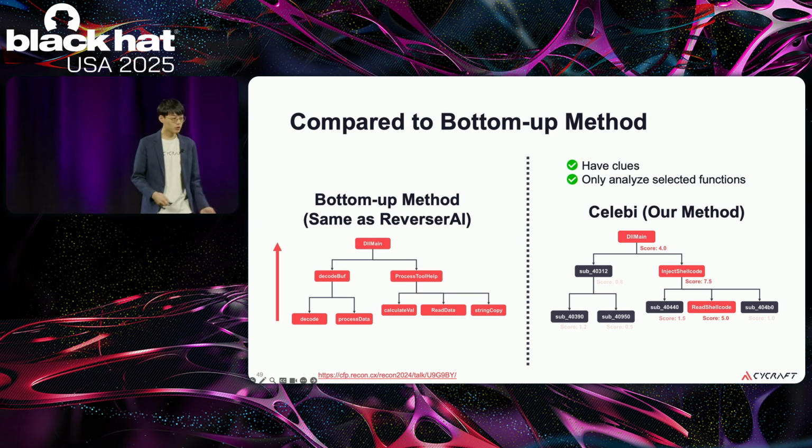Compared to that, our Celebi system has more clues generated in the first step, so we have more information. Also, we only analyze selective functions, so this means that we can cost fewer tokens and we can run faster.